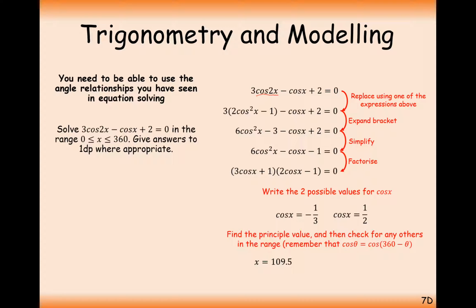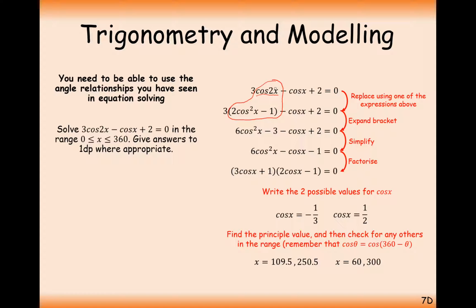So the first thing we're going to need to do is x is equal to 109.5 for the first one, and 360 minus it will give us 250.5. And then cos x equals a half, well, we know that that's going to be 60 degrees and 300 degrees, so these are our 4 combined answers. So in this case here, we replaced cos 2x with a single angle x, using the identity of 2 cos squared x minus 1.